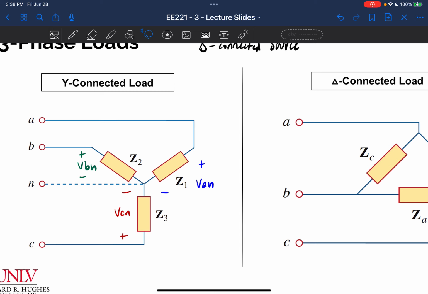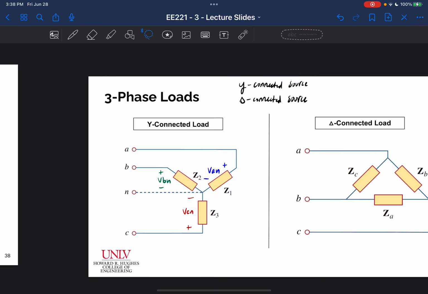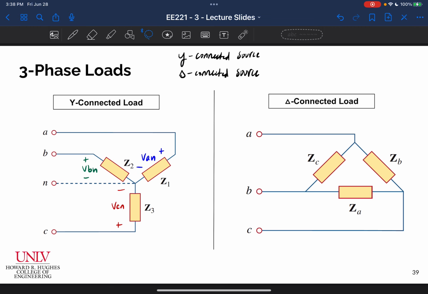And so you notice that these 3 loads, they have different voltages across them. And it's important to note the voltages that they have across them because we're going to be interested in finding the currents through these loads and how much power they consume on average and all the good stuff we've learned already, but it's going to apply to these 3-phase circuits, okay?